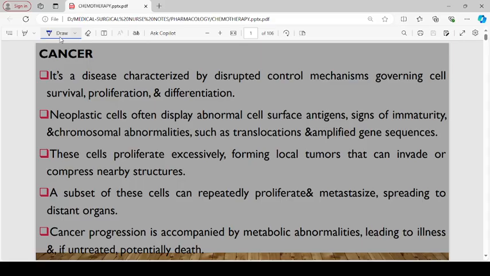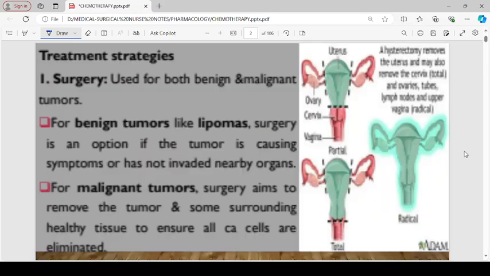These cells proliferate excessively, forming local tumors, like the benign tumors, right? And these benign tumors can invade and even compress nearby structures. Some of these tumors could be malignant tumors, and these malignant tumors normally proliferate repeatedly and metastasize, spreading out to distant organs. Cancer progression is normally accompanied by metabolic abnormalities leading to illness, and if left untreated, they could potentially cause death.